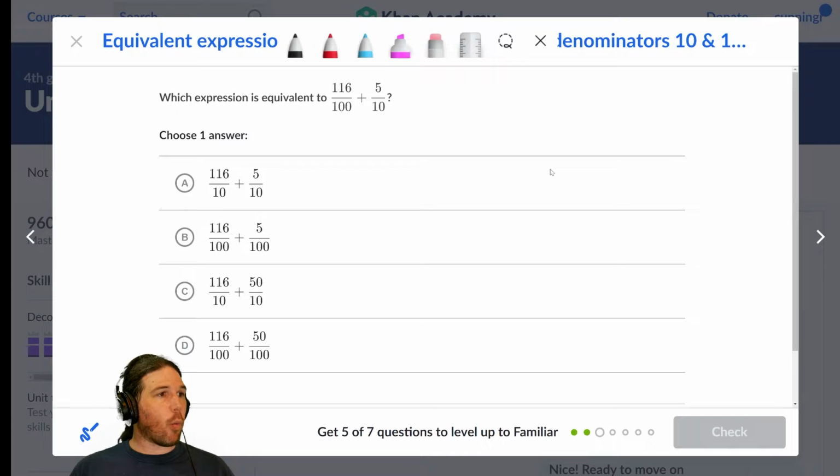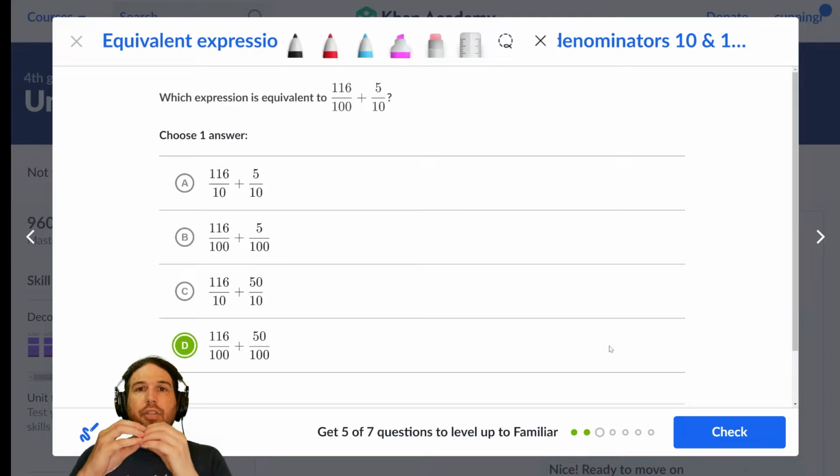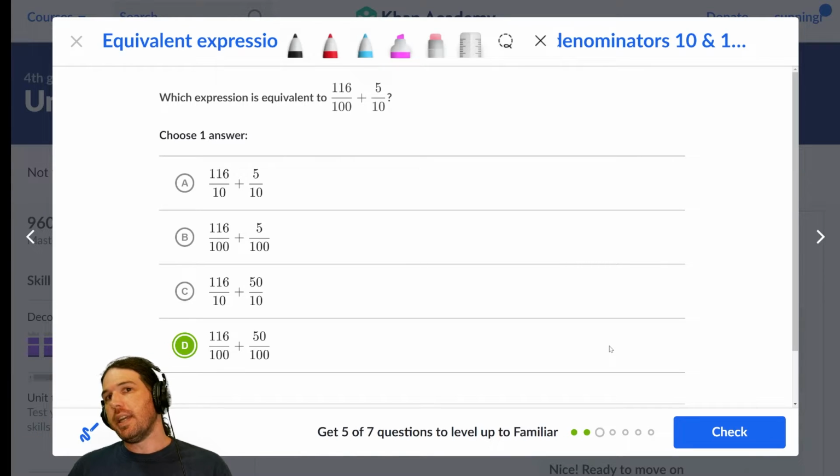Let's see. We've got 16 over 100 plus 5/10. 5/10, as we've seen several times during this very stream, is the same thing as 50 over 100. They're not even asking us to do the addition yet. They are just asking us to take that sort of half step towards making the common denominator, and I assume we're going to be doing the actual addition in a later topic.